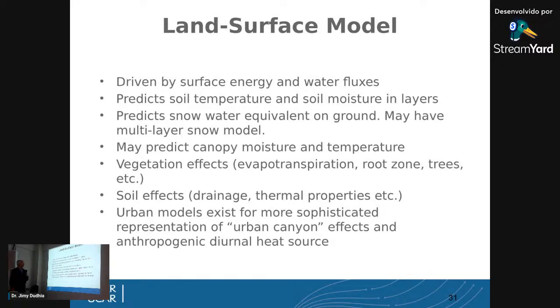And urban, we have urban models too, which exist for more sophisticated representation of what we call the urban canyon, which modifies the radiation within urban areas. They often have a separate treatment of walls and roofs and roads, and allow for the energy budget between those components. And there's also an anthropogenic heat source within the urban areas. So we have those urban options. You can run a simple urban scheme where it's just another land use type. We can also run a full urban model, which includes some of those extra effects.